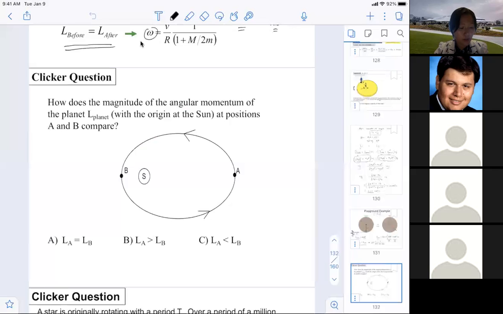And this is a question where you have a planet that's orbiting around the sun. So the sun is here, and the planet is going around in this circle at two different points, right? Point B would be closest to the sun, and point A is further away from the sun. So how does the magnitude of the angular momentum at these two places compare? Again, it's asking about L. It's not asking you about omega, it's asking you about L.